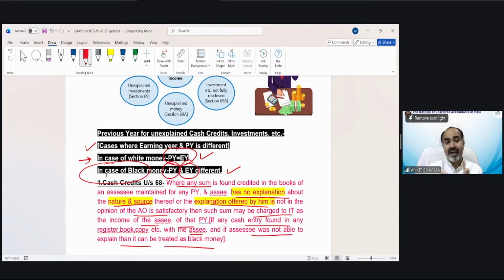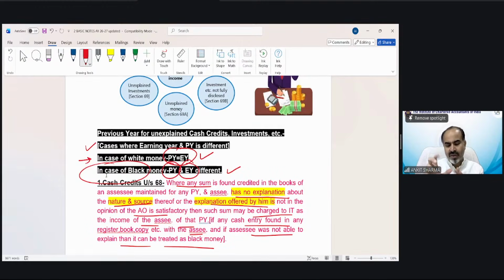We are not finding any actual cash. So even if there is an entry in your books of accounts which has not been included in your income tax return and you cannot explain why, even in that situation, that 20 lakh, 30 lakh, 40 lakh would be treated as your income.